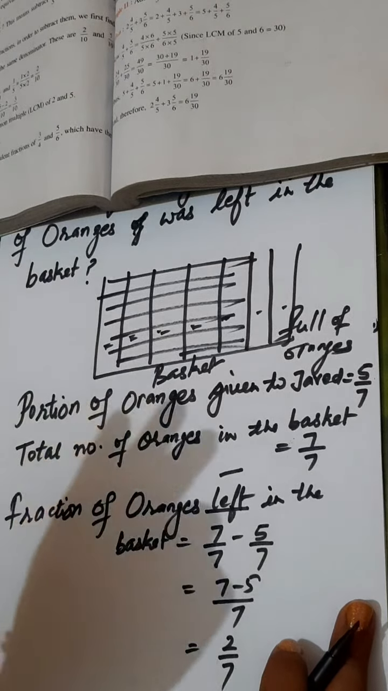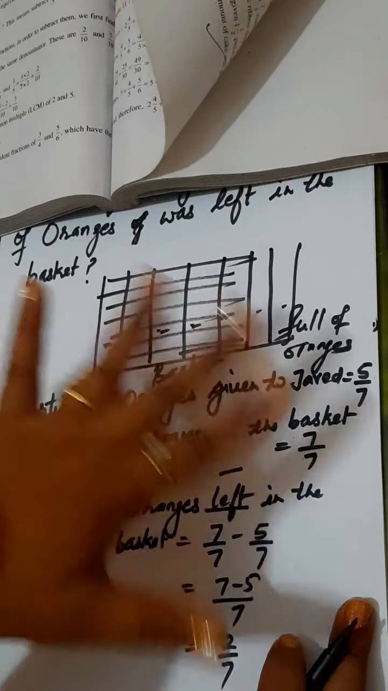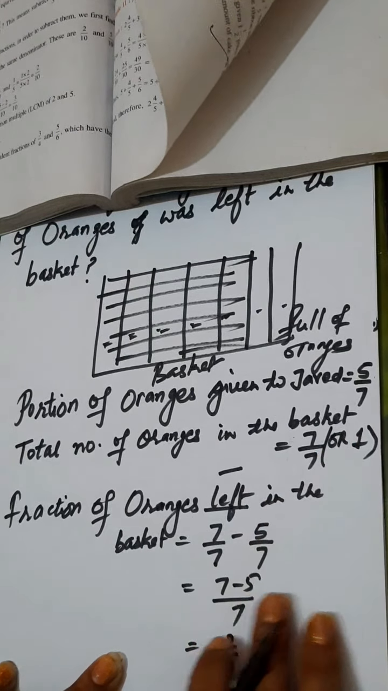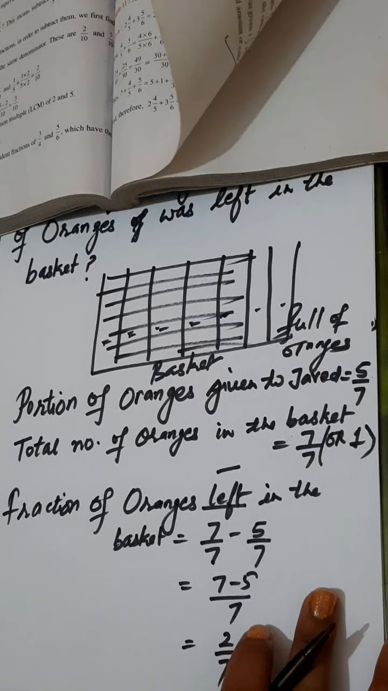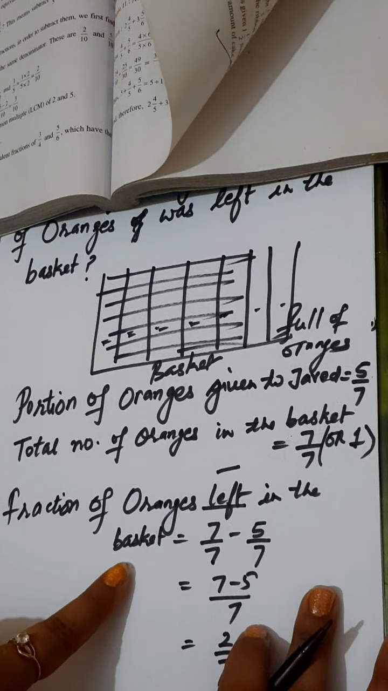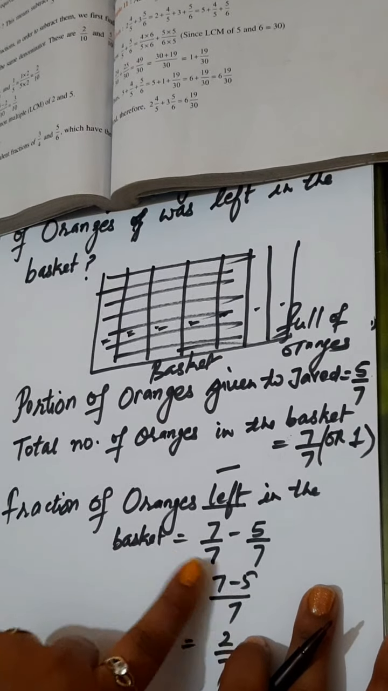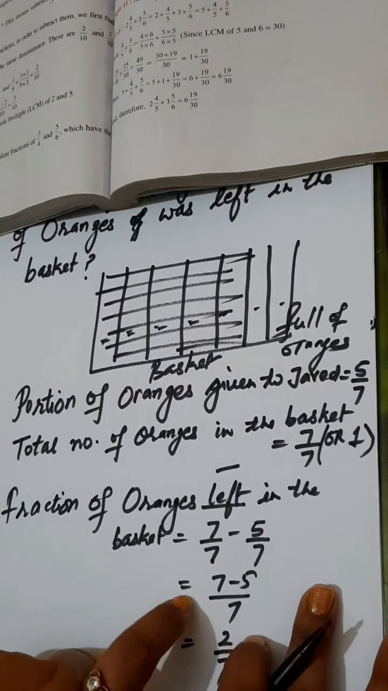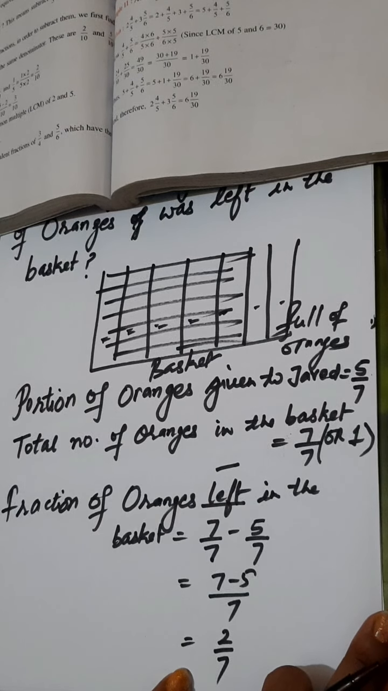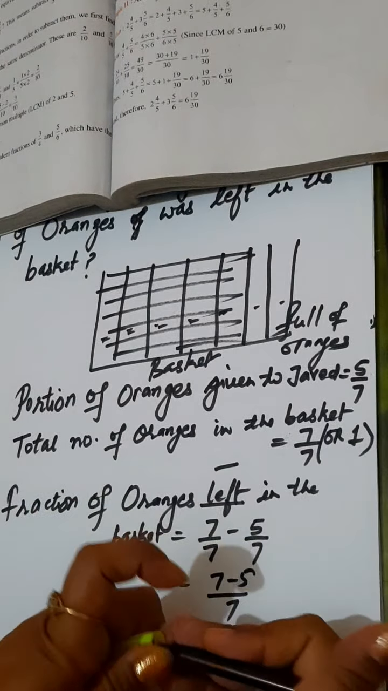Firstly you have to write the portion of oranges given to Javed and the total number of oranges in the basket, that is total is 7/7, or simply we can write that it is 1, because whenever you have to find out the fraction, the total is always 1. And the fraction of oranges left in the basket is 7/7 minus 5/7. And if denominators are same, then just subtract the numerators. So the fraction of oranges left in the basket is 2/7. So this is all with exercise 7.5.